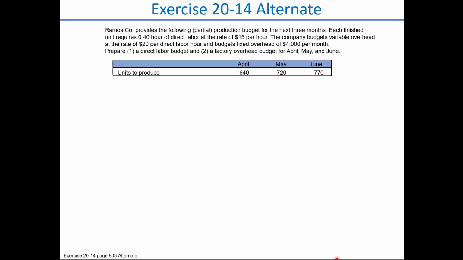Now we're looking at a direct labor budget and a factory overhead budget. For direct labor, it says each finished unit requires 0.4 hours of direct labor at $15 per hour. And we also know that their variable overhead is $20 per direct labor hour, and the fixed overhead is $4,000 per month.